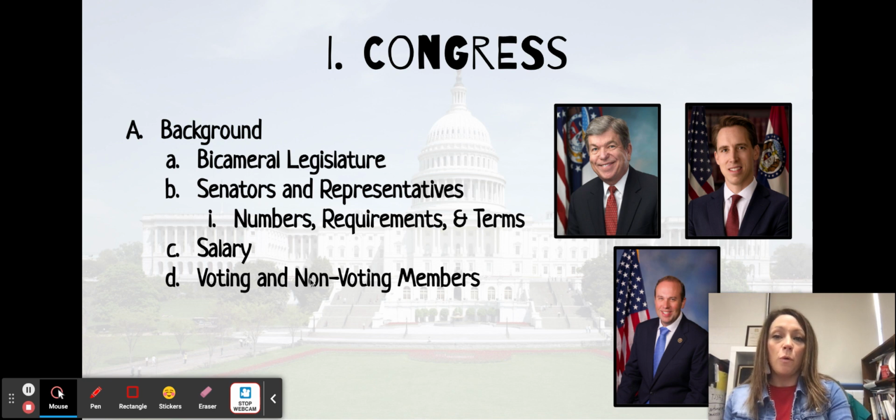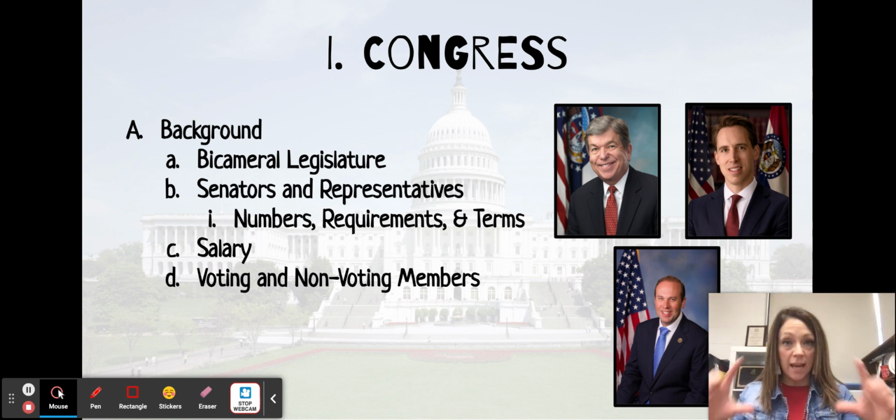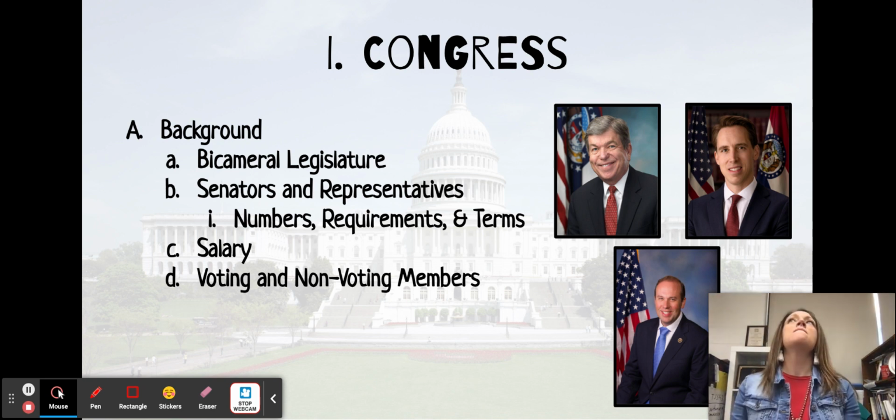So for number one in that table in your notes, we need to be looking at the numbers. How many members are in the House of Representatives? 435. How many members are in the Senate? 100. For the requirements for office, the House of Representatives has 3 constitutional requirements. A person has to be at least 25 years old. They have to have been a citizen for at least 7 years. And they have to live in the district that they're going to represent. So they have to have residency in that district.